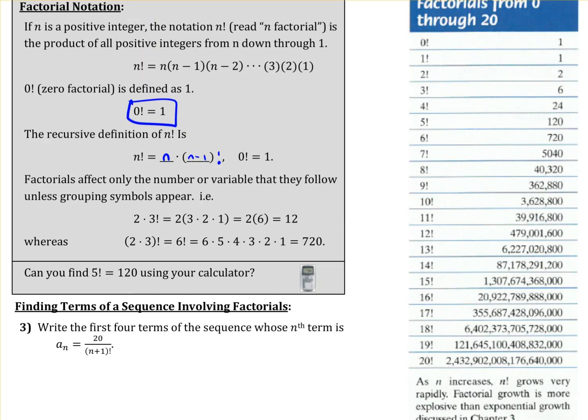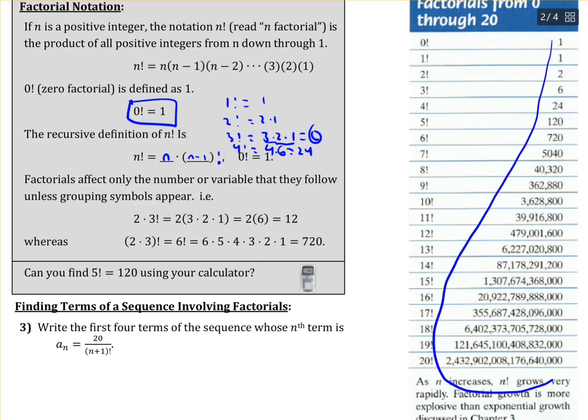So 1 factorial is equal to 1, 2 factorial is equal to 2 times 1, 3 factorial is equal to 3 times 2 times 1, which is equal to 6. And if I want to find what 4 factorial is, I could take this previous number here and take it times 4. And I get 24. Because it's 4 times 3 times 2 times 1. And that 3 times 2 times 1, right? That's right there. As you can see on this table on the right side here, these numbers, factorial gets big really quickly.